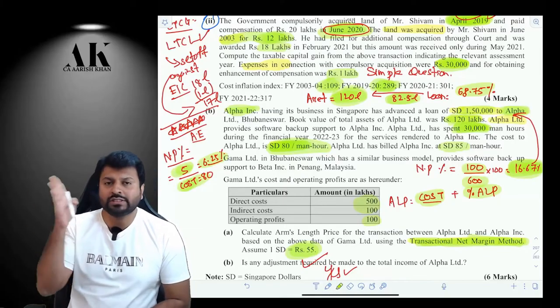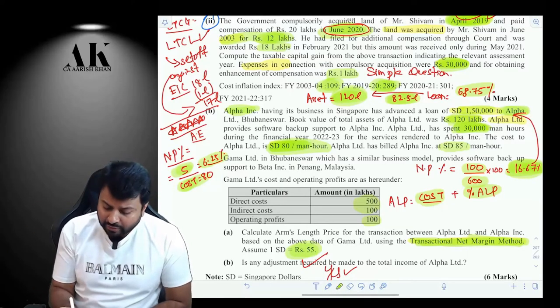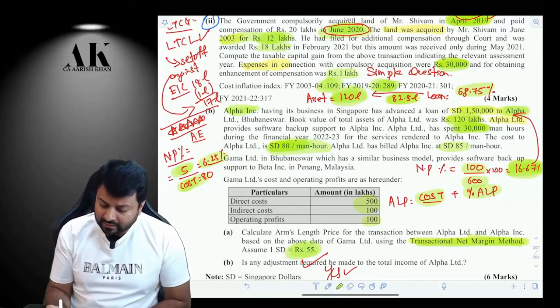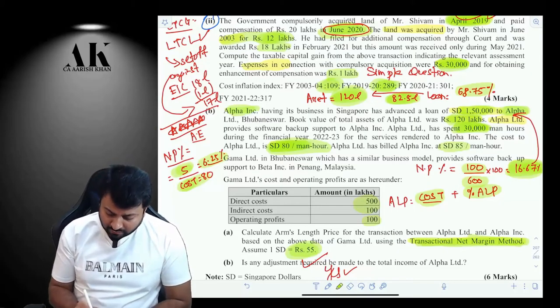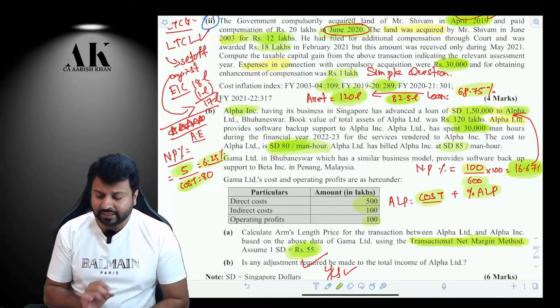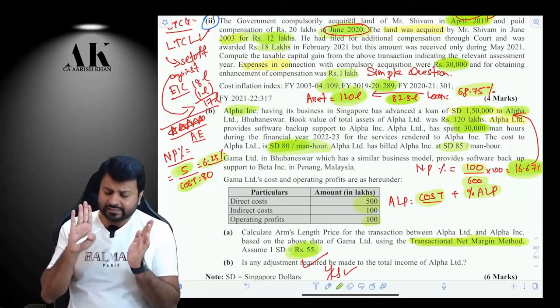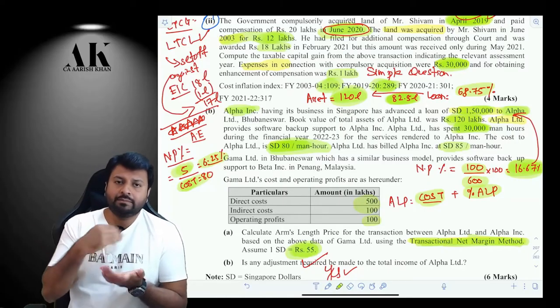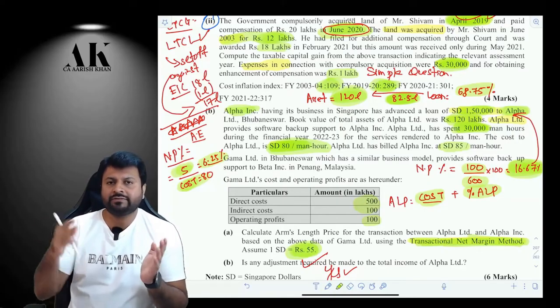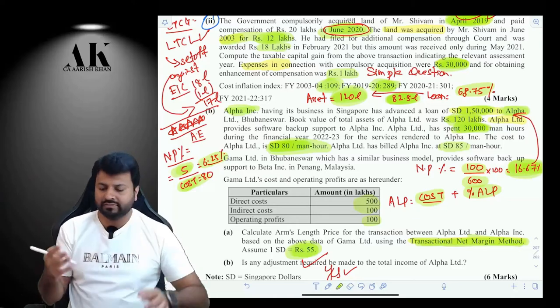And out of that, how much is given as a finance by Alpha Inc.? 82.5 lakhs. How I got 82.5 lakhs? $1,50,000 into what is the rate of the dollar? Into 55. I will get what? 82.5 lakhs. Now, if I take that, this comes to 68.75%. It means my book value of assets, 68.75% is financed by Alpha Inc. Therefore, both of them are deemed to be associated.